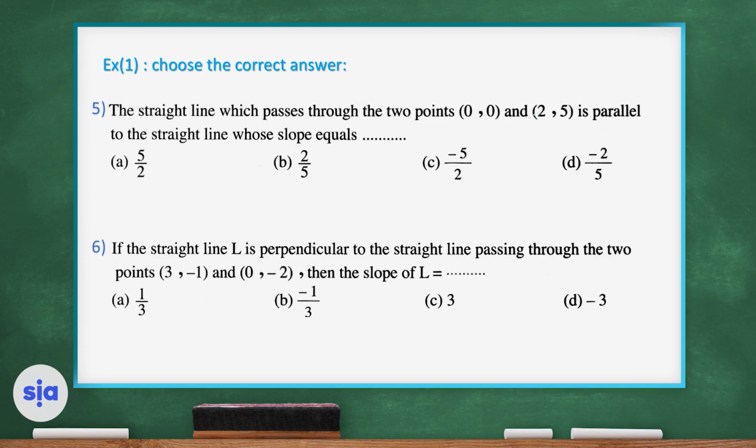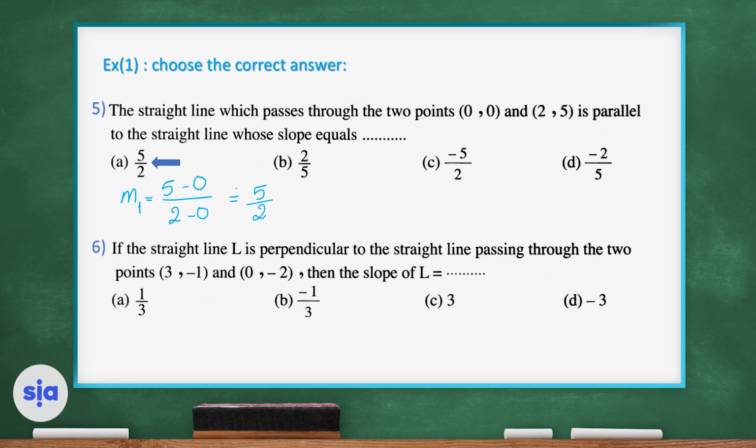In question 5, the straight line which passes through the 2 points 0, 0 and 2, 5 is parallel to the straight line whose slope is equal to what? For sure, the slopes of parallel lines are equal, then we get the slope of the first line by using y2 minus y1 over x2 minus x1, which will be 5 over 2. Then the slope of its parallel line is the same, so the right choice in question 5 is choice A.